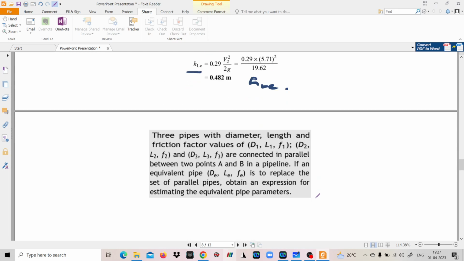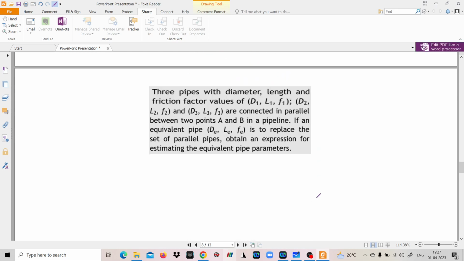Now, three pipes with diameter, length and friction values of D1 L1 F1, D2 L2 F2 and D3 L3 F3 are connected in parallel between 2 points A and B in a pipeline. If an equivalent pipe DE LE FE is to replace the set of parallel pipes, you have to obtain an expression for estimating the equivalent pipe parameters. So there are three pipes such that their diameters are D1, D2, D3, their lengths are L1, L2, L3 and their friction factors are F1, F2, F3.